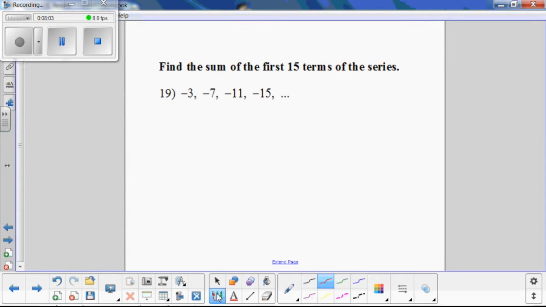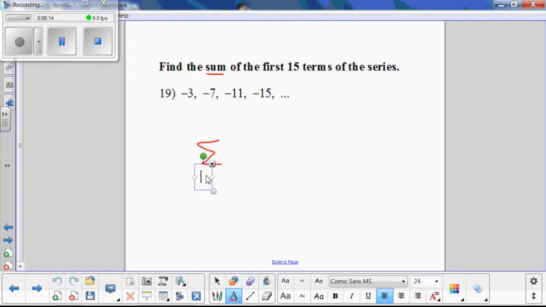Another thing we did was series, which are sums. So the keyword in these problems would be sums. When we're looking for a sum, we would use a sigma notation. And we're looking for the sum of the first 15 terms. So we go from 1 to 15. And we use the explicit formula for this sequence. So in this case, we're subtracting 4, so it's arithmetic. So we do a1, which is negative 3, plus n minus 1 times our common difference, which is negative 4.